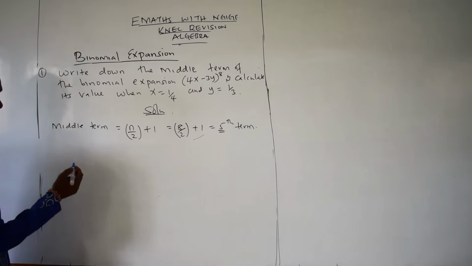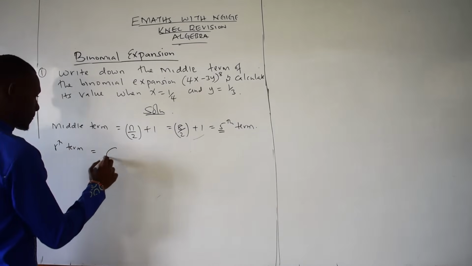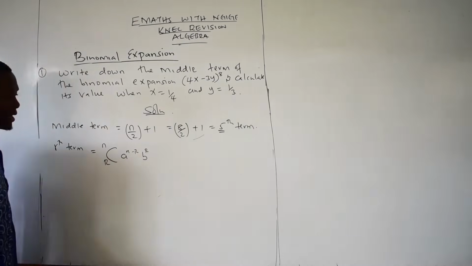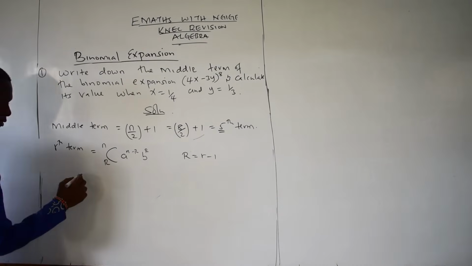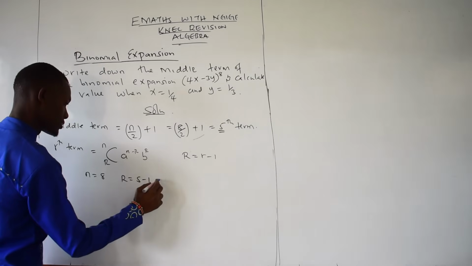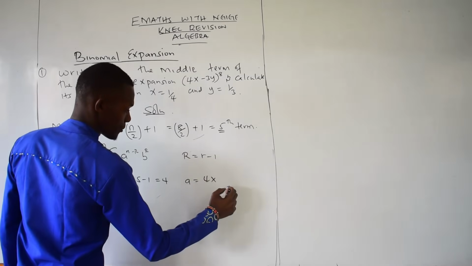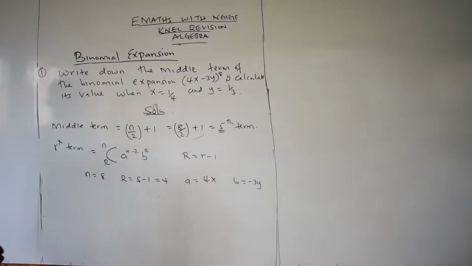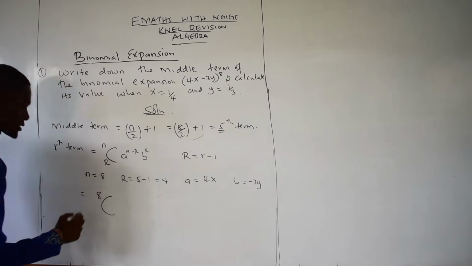Now we know how do we get any term. So the r-th term is given by nCr' a to the n minus r' b to the r', where r' is found by r minus 1. So let's get everything we need. Our n is 8. Our r' is given by r minus 1, so 5 minus 1, which gives you 4. Our a is given by our first term there, which is 4x. Our b is given by negative of 3y.